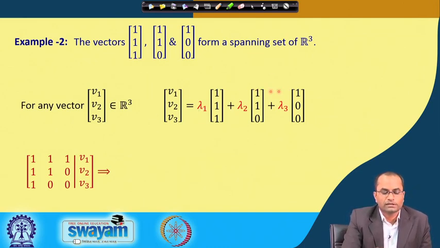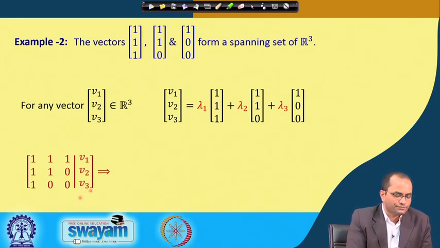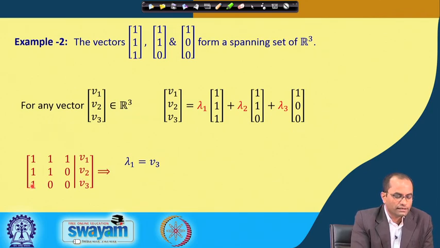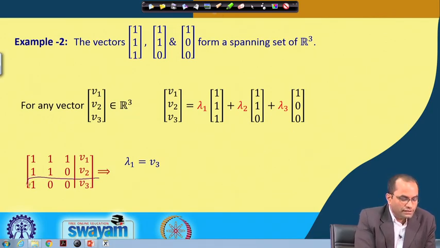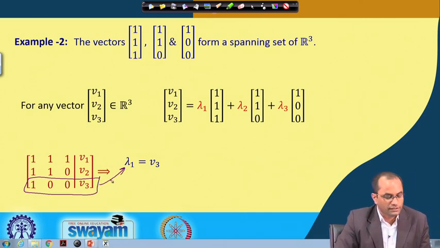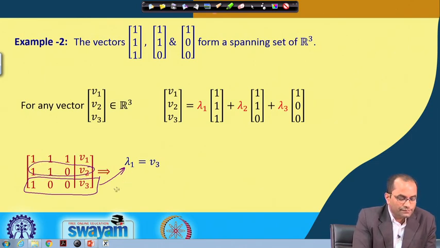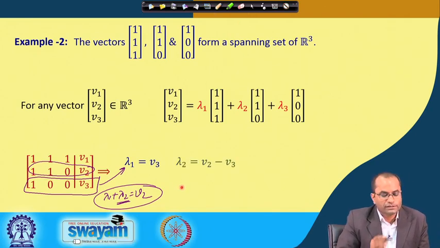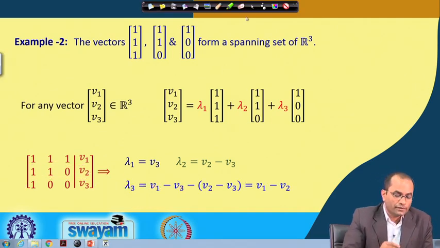The first equation is lambda 1 plus lambda 2 plus lambda 3. The second equation is lambda 1 plus lambda 2. The third equation is just lambda 1 is equal to v3. Without reducing to row reduced echelon form, we can directly solve these equations, because the third equation tells us that lambda 1 is equal to v3. Now, we take the second equation, which tells us that lambda 1 plus lambda 2 is equal to v2. So, from here we get lambda 2 as v2 minus v3.